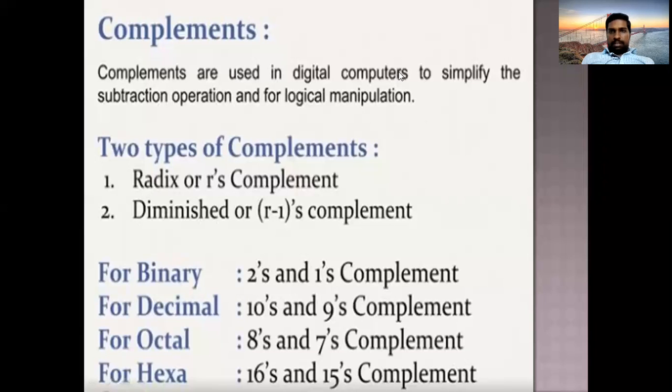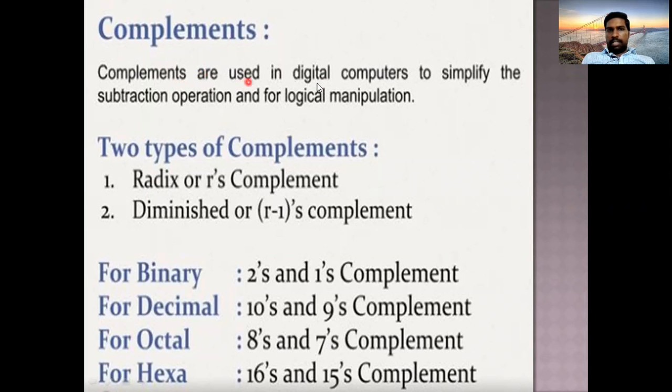Hello everyone. Today in this session we will see the concept of subtraction between the number systems. So how subtraction is made in each and every number system. Before going to the concept of subtraction, first of all we need to know what is the meaning of complement.